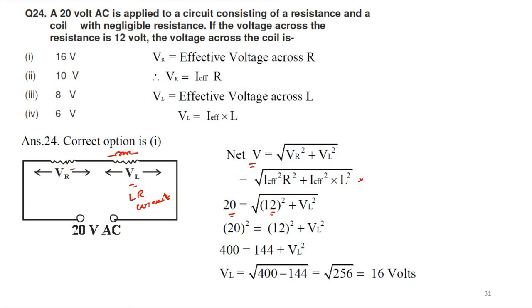So 20 squared is equal to 12 squared plus VL squared. So VL squared is 20 squared minus 12 squared. We want VL, no? So 400 minus 144, root of 256, which is 16 volt. See, the correct option is option 1. Direct problem.